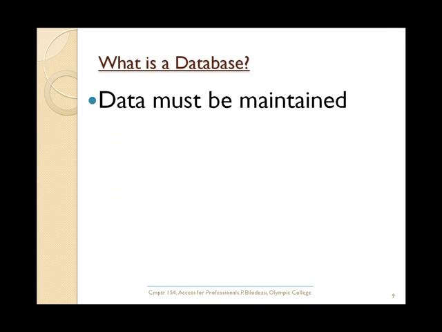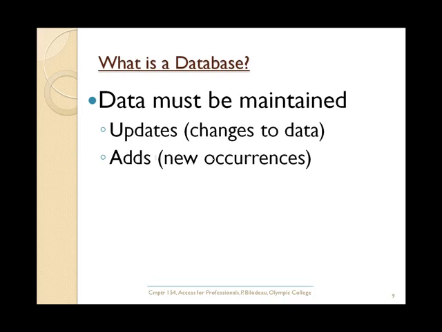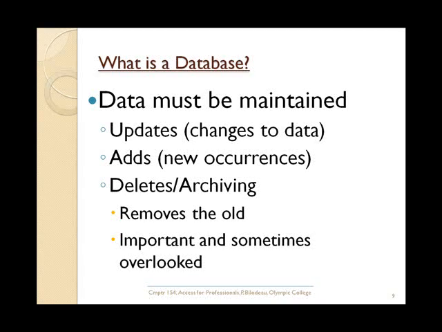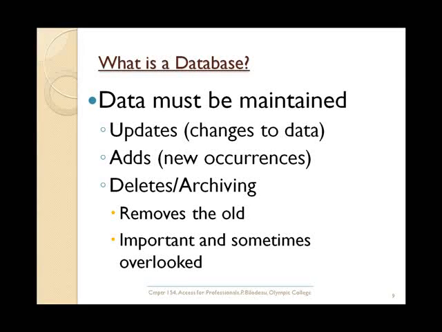When people maintain the data in their database, they are interested in primarily three things: updating data, such as changing someone's address when they move; adding data, such as when new events or occurrences need to be tracked; and deleting and/or archiving data. Deleting and/or archiving data is an important and sometimes overlooked piece of the picture. Archiving is simply moving old data into long-term storage so that it is no longer in the current database but can be accessed as needed by looking at the archived data.